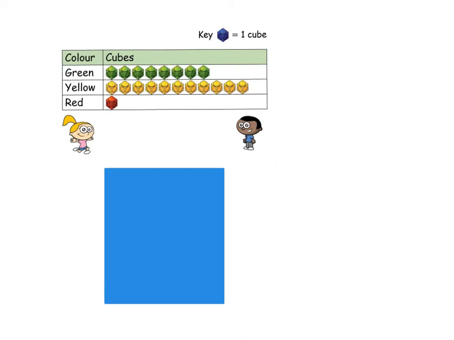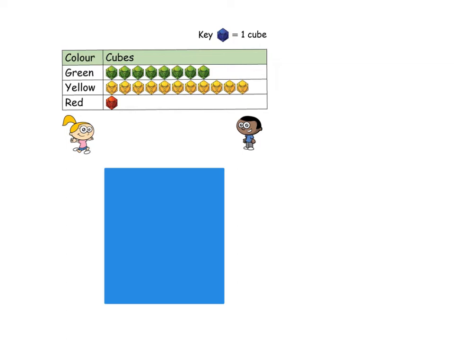Last week, Year 2, you learnt a little bit about pictograms. And if you look closely here, you can see that we have a pictogram at the top of this page. This pictogram shows us the number of cubes that have been collected by the children. The key up here tells us that one picture of a cube is equal to one cube. So let's see if we can count up how many cubes have been collected by the children.